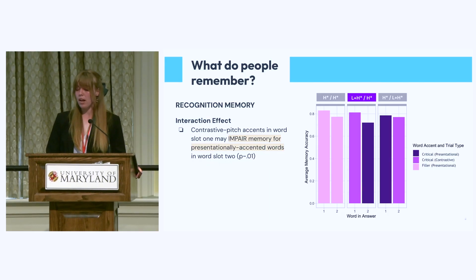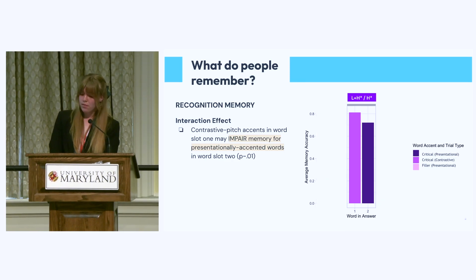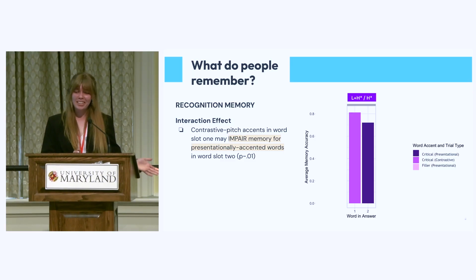However, this effect is carried by an interaction effect between word slot 1 and contrastive pitch accenting. So to delve into this a little further, let's observe recognition memory within trials when a contrastive pitch accent is present in word slot 1. Given the significant drop in recognition memory here between the contrastive and presentational pitch accents, it seems like there might actually be some impairment of the presentational pitch items when an earlier item in the narrative is contrastively accented. And I'll get into this a little later in my discussion as well.